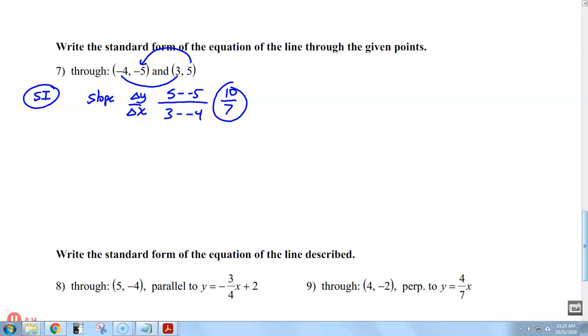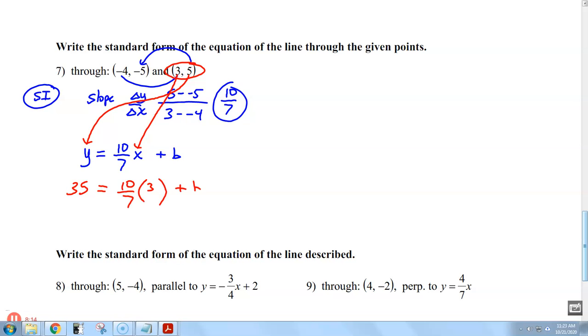So I can start this thing. I can say, hey, it's y equals 10/7 x, but I don't know what my y-intercept is. I don't know b. So I pick an x and a y to plug in. Looking up top, I like these because they're both positive. So let's jam that y right there, and let's jam this x right here. And I get 5 equals 10 over 7 times 3 plus b. And 3 is really like 3 over 1. I don't know why I put 35 here. I just plugged 5 in there. That's just 5. Sorry about that.